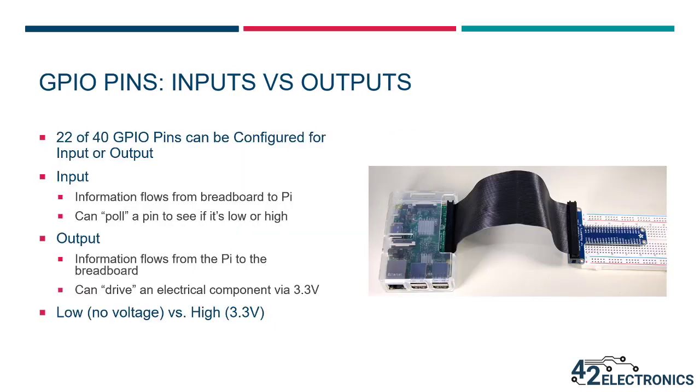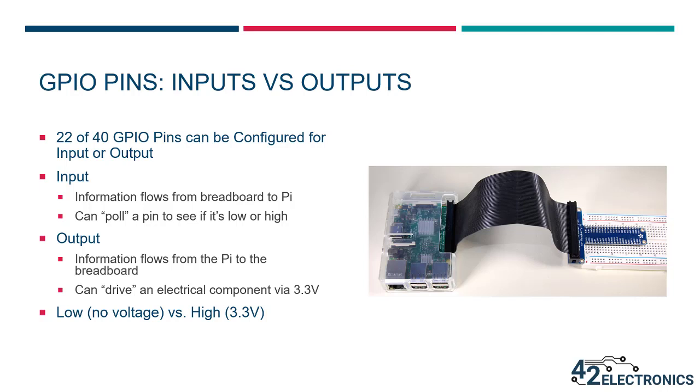Back in lesson A-16, we talked about GPIO pins, which stands for General Input Output. Of the 40 pins that are connected from the Pi to the breadboard, 22 of them can be assigned to be either inputs or outputs, and each input or output can be either low, which means no voltage available or ground, or high, which means 3.3 volts is available.